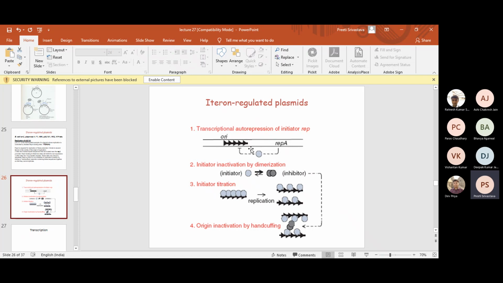So first mechanism. Ma'am, yes. RepA is a gene or like a DNA sequence or like it codes for protein, right? Right. Okay, ma'am. Okay, so let me explain you.